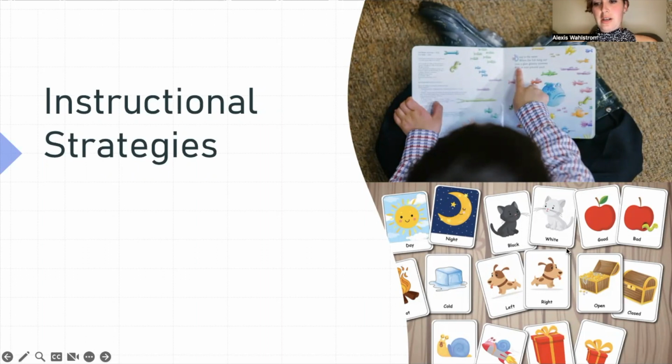When we look down at the bottom section, I have opposite words, because a lot of the times knowing opposites can help support students in their understanding of vocabulary, which will help strengthen their semantics abilities.